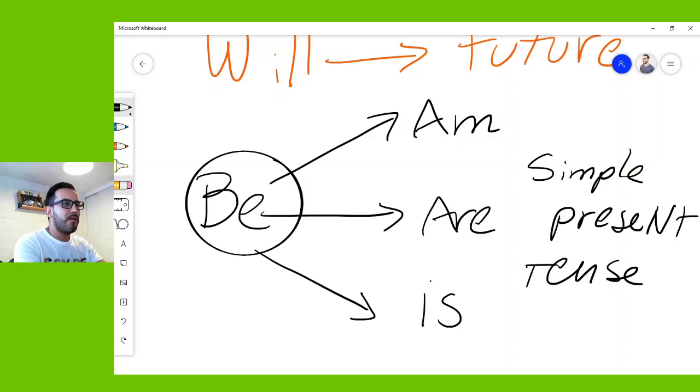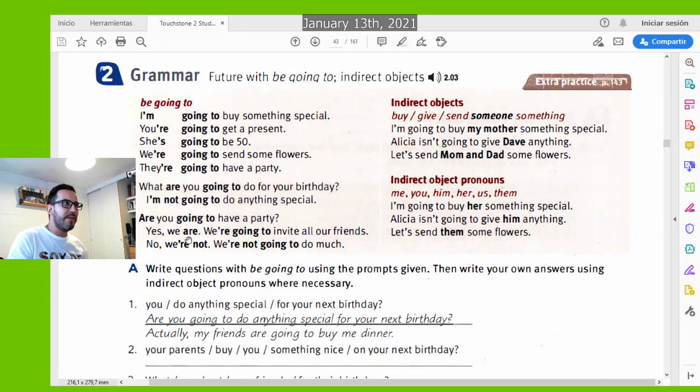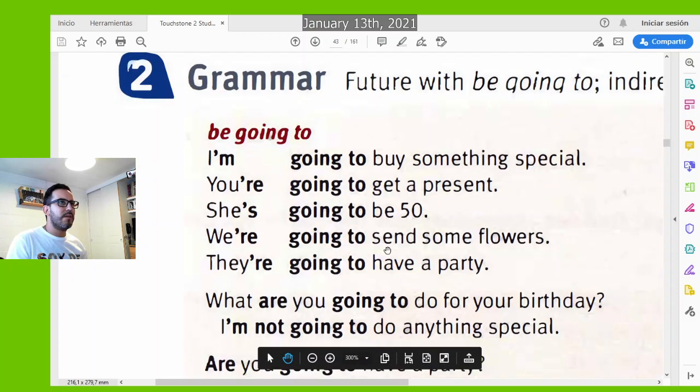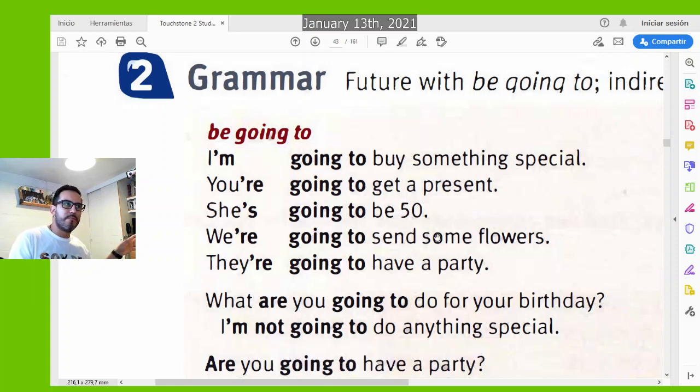So, let me go to the book. Here we have a lot of examples. Let's check these examples of using this future. What's different between will and be going to? When I make a prediction or talk about the future using be going to, I am certain about what I'm saying. I am sure about what I'm saying. The certainty is almost 100%.